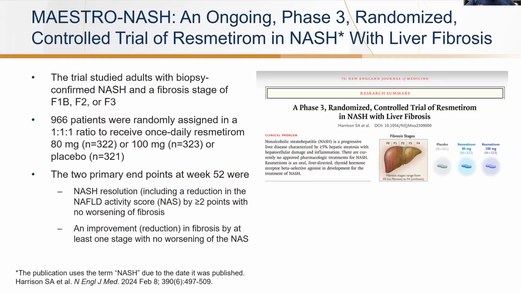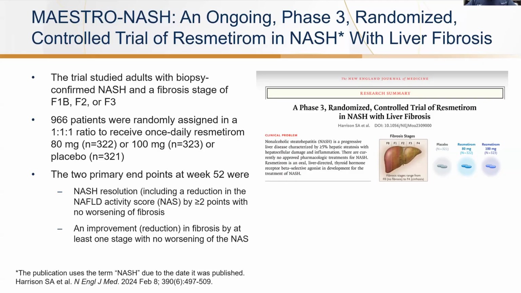So MAESTRO-NASH is an ongoing phase 3 randomized controlled trial of resmetirom with patients with NASH. The name is still NASH according to the study, but we do refer to it as MASH now. That dealt with resmetirom and liver fibrosis. So this was a trial that studied adults with biopsy-confirmed NASH with fibrosis staging of F1B, which was close to F2, and F2 or F3.